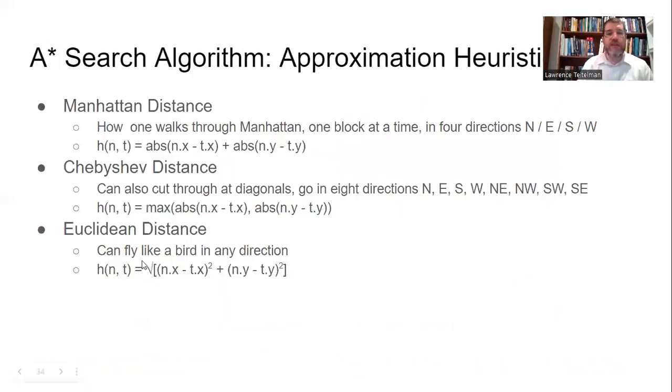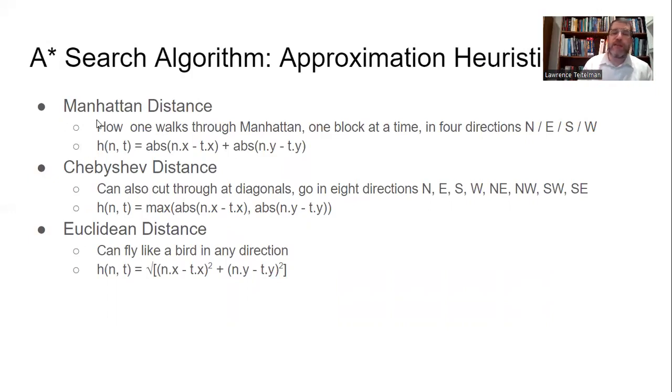Our next distance is the Chebyshev distance. Chebyshev says it's not the way the bird flies, but I'm allowed to cut through diagonals. Again, I'm still not paying attention to the gray boxes, but I'm allowed to go at any given move. I can go north, east, south, or west, but I can also go northeast, northwest, southwest, southeast without an additional cost. In other words, going northeast is the same as going north or east. So north and east would count as 2, northeast would count as 1.